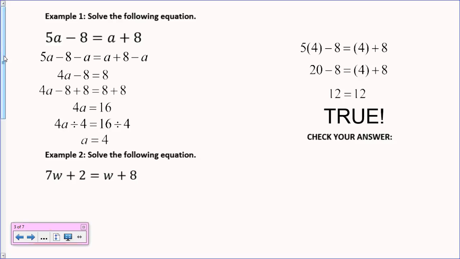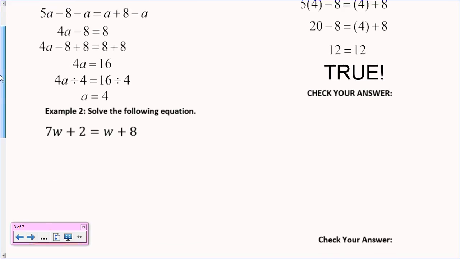Let's try another example. So again, we have to go through our 4 steps. Nothing to distribute on either side. On either side, they don't have any like terms, so these are not like terms, these are not like terms. So I'm going to choose to move this w first. I'm going to use the inverse property and subtract w from both sides. That's going to leave, 7w minus w leaves me with 6w plus 2, and this is only going to leave me with an 8 on this side.